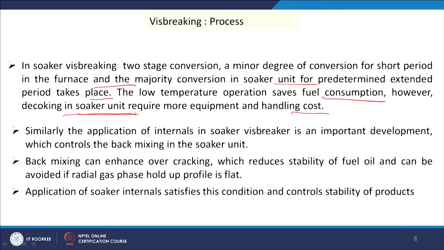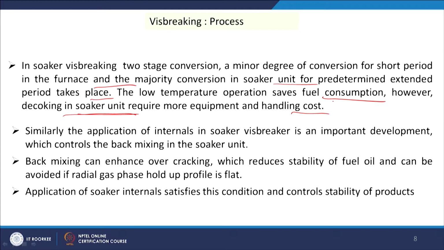This is the drawback, and the coke formation in the soaker unit can be reduced by using some internals. If there is back mixing in the soaker, there will be more coke formation, but if you can reduce the back mixing, then the coke formation will be reduced. That way internals have been used. Internals help to reduce coke formation in the soaker, and the application of soaker internals satisfies these conditions and controls the stability of products. Now, we will compare the soaker with internals and without internals.